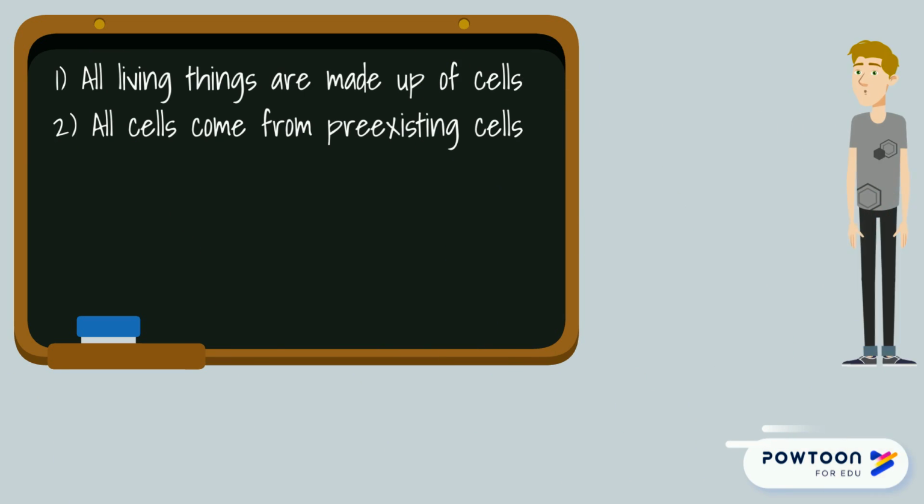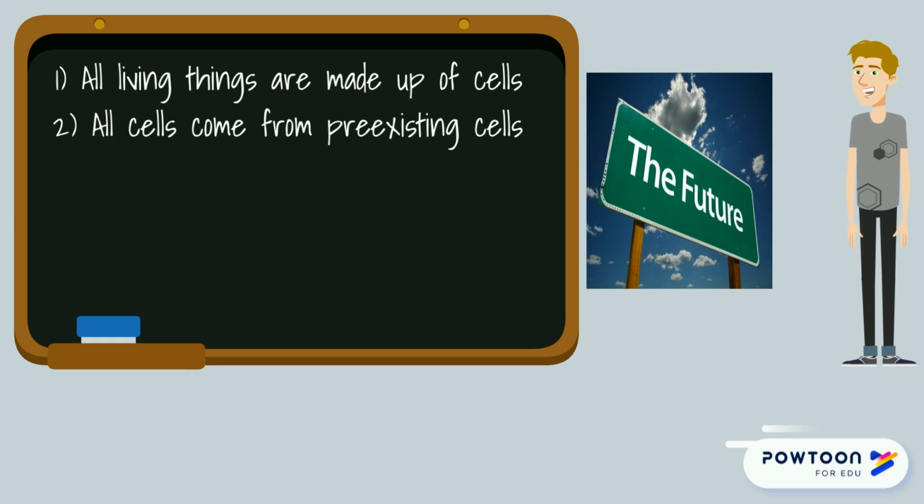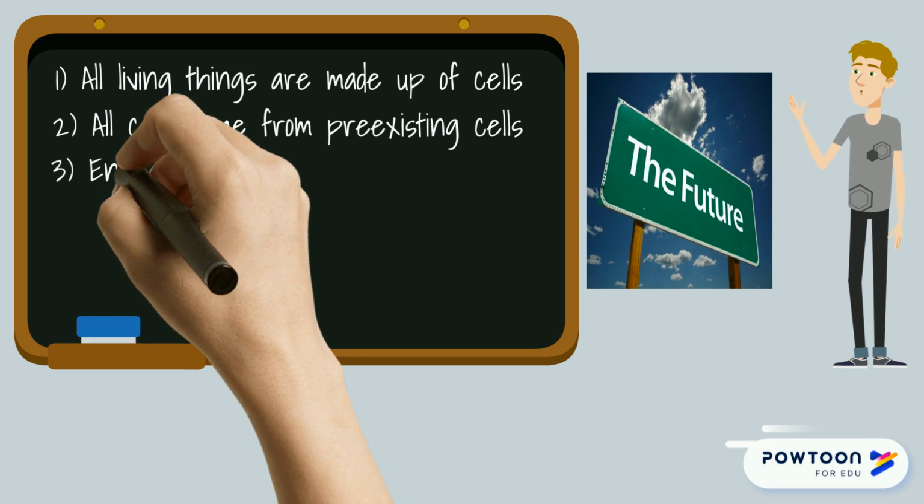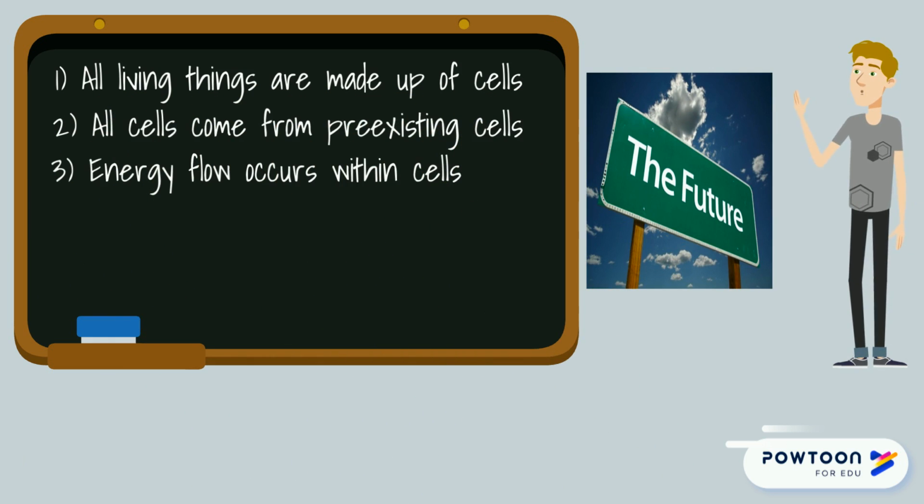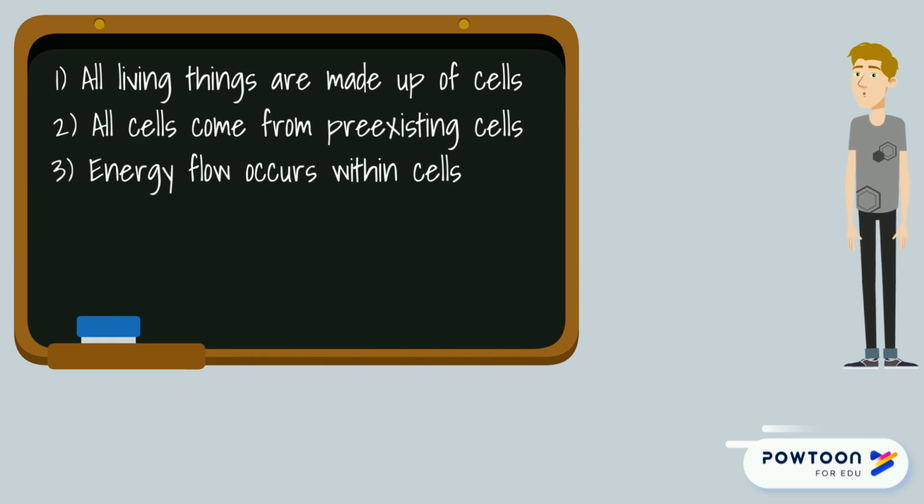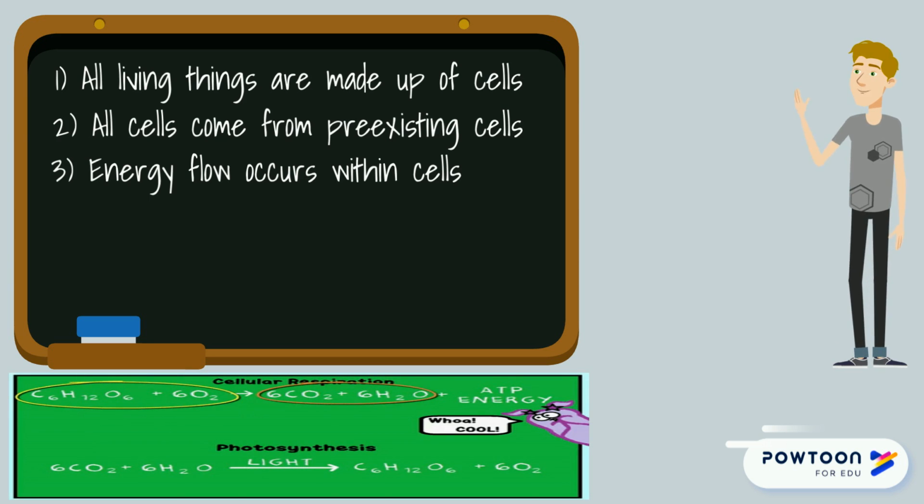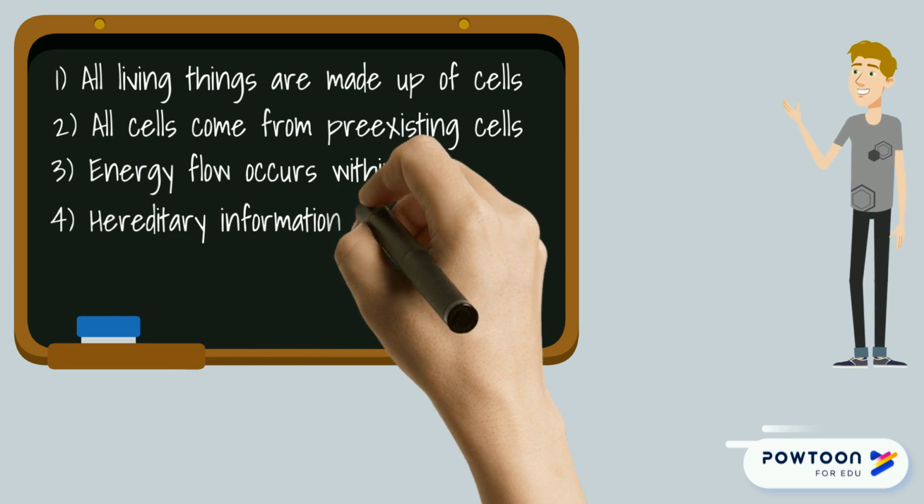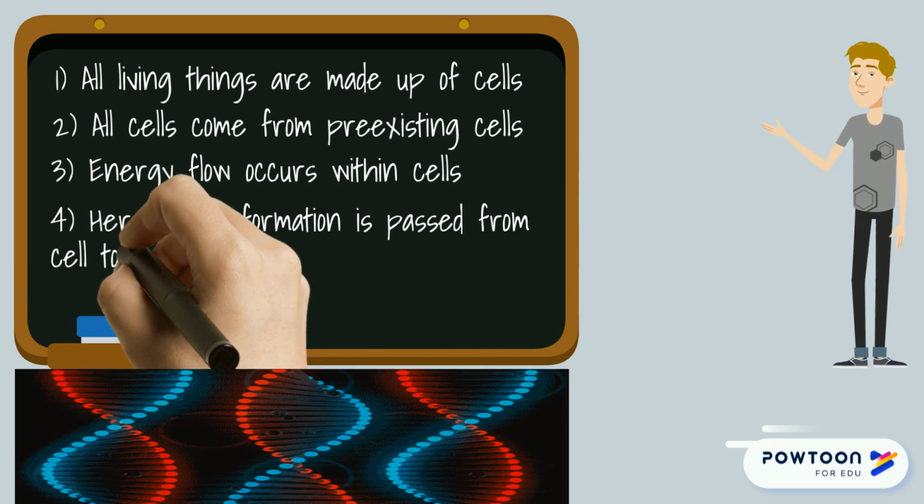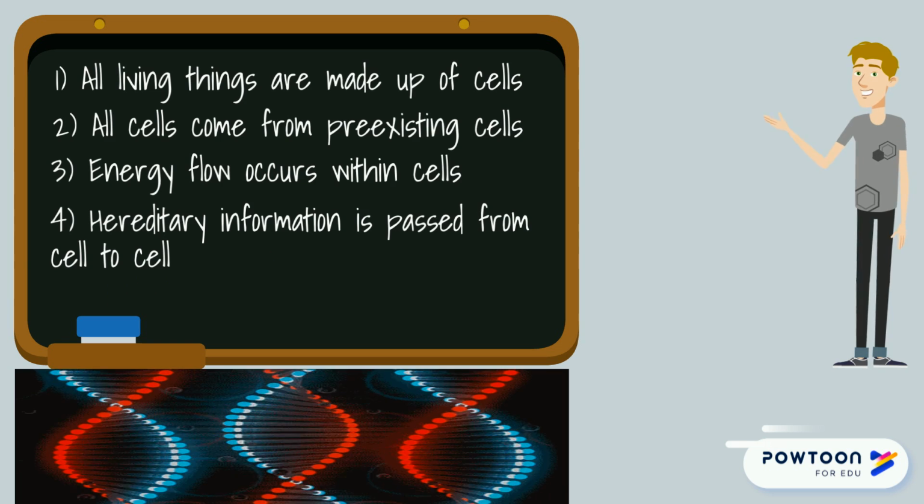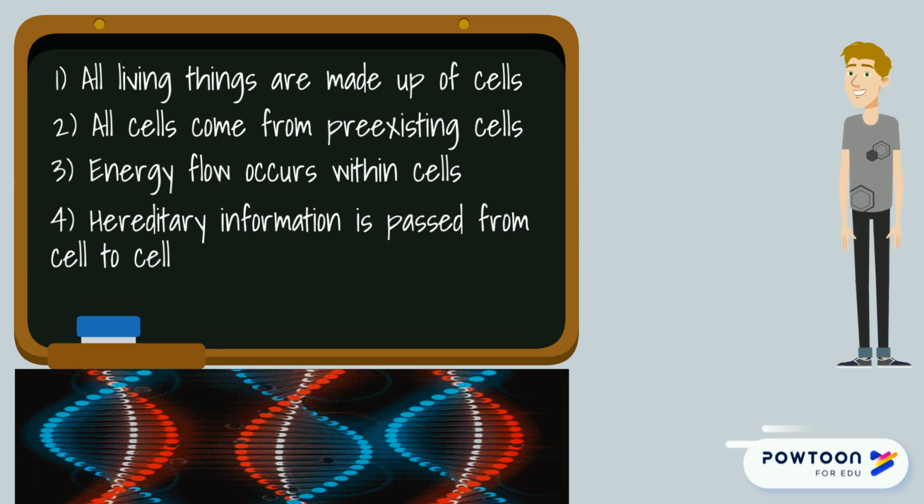As time has gone on, more components have been added to the theory. It's useful to be aware of them, particularly for later units that we cover, especially in year 13. Next, number 3. Energy flow occurs within cells, particularly important in chemical reactions such as respiration and photosynthesis. Number 4. Hereditary information is passed from cell to cell, the inheritance of DNA molecules donated from the parent cells to the offspring cells.